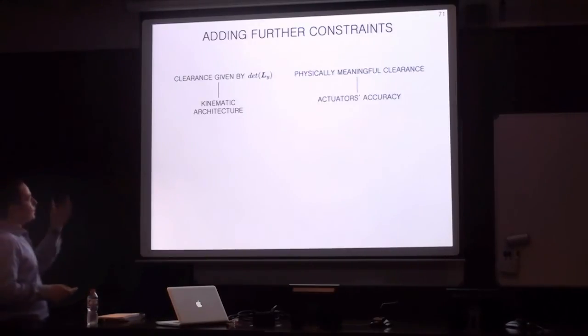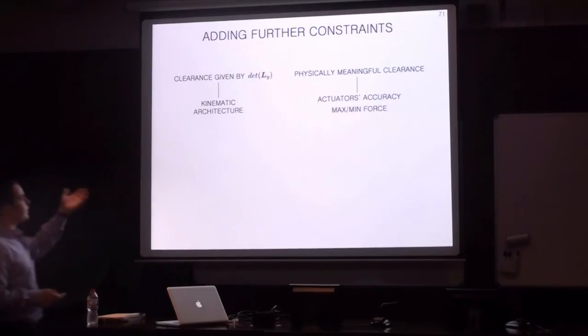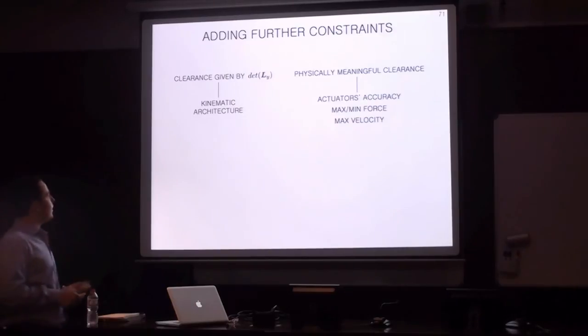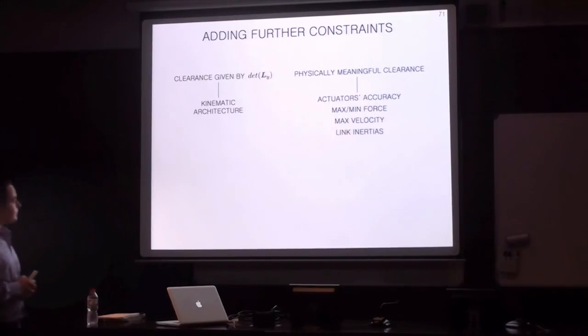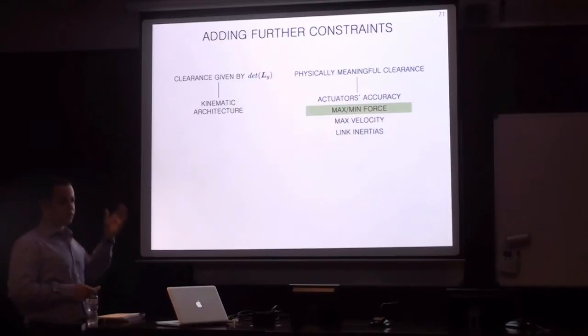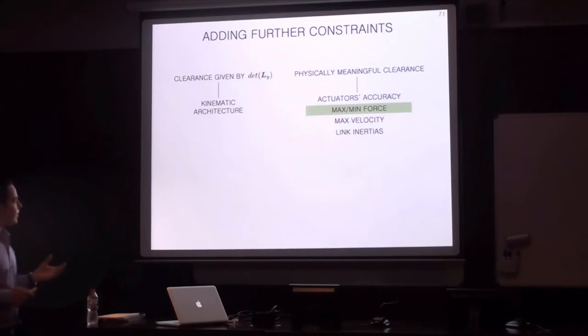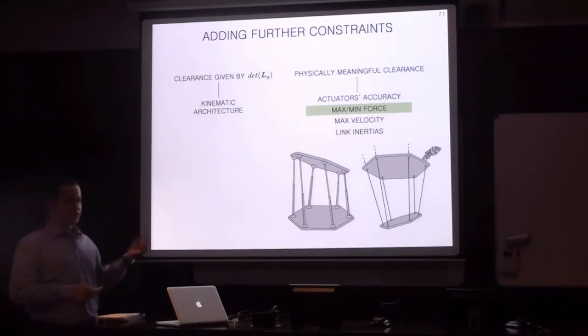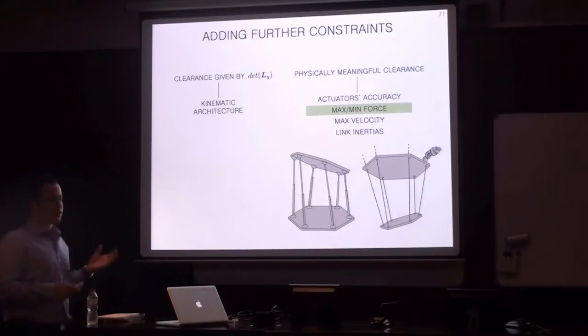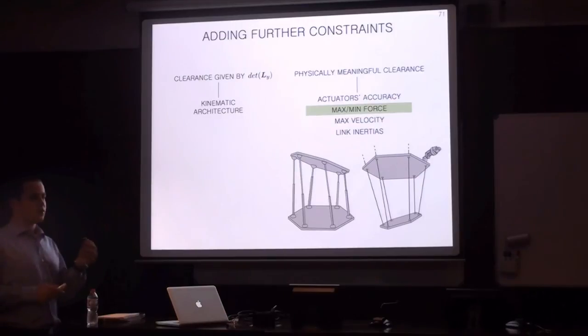For example, the actuators' accuracy, or the maximum and minimum allowed forces, or the maximum possible velocities, or even the link inertias. And we will show here that it is possible to add these further constraints in the planner in the case that we know the maximum and minimum allowed forces, and I will exemplify that in the case of classical or cable-driven hexapods. And the clearance that we will obtain is the one that results from allowing only wrench-feasible configurations.